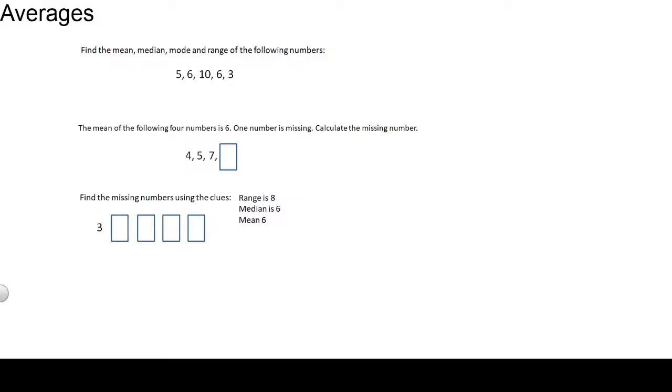Right, there are three main types of averages: mean, median and mode, and we'll also have a look at the range.